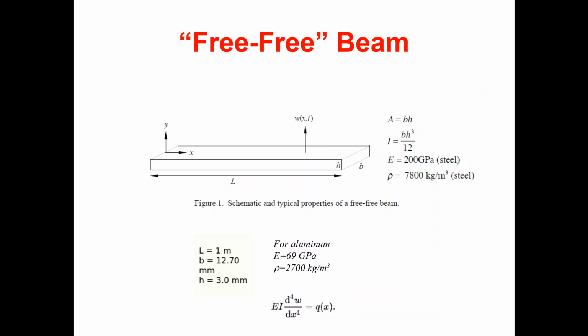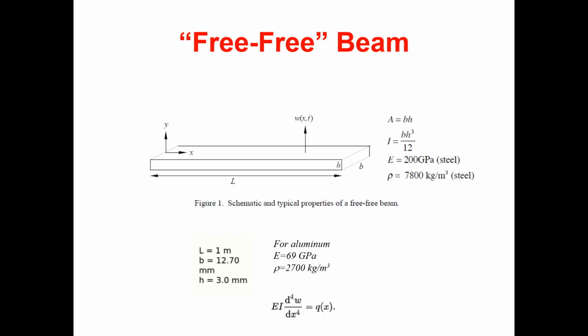So essentially, as you can see here, this is a schematic of a free beam, right? We have displacement in this direction, so perpendicular to the length of the beam. Area of the beam is B multiplied by H. The moment of inertia that you are interested in is going to be BH cubed over 12. For steel, E is 200 gigapascals, and these are the values you have to use in the lab. And the density of steel is going to be 7,800 kilograms per meter cubed.